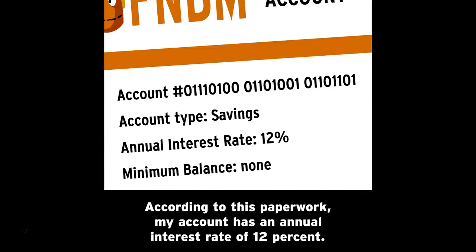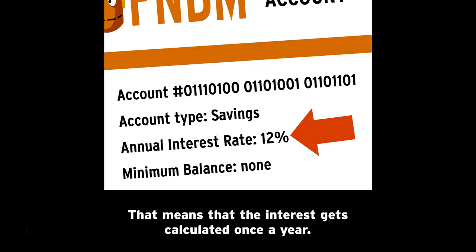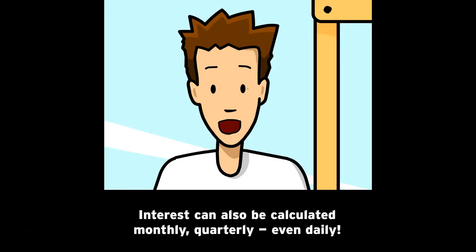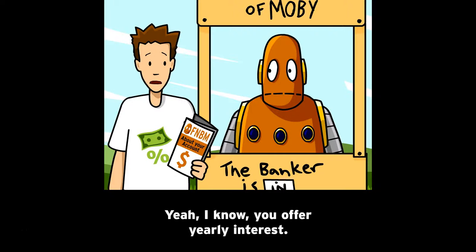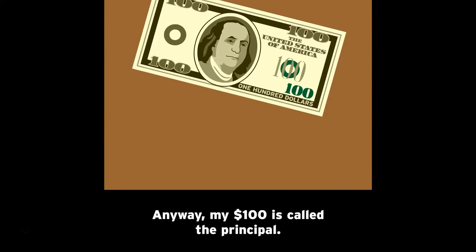According to this paperwork, my account has an annual interest rate of 12%. That means the interest gets calculated once a year. Interest can also be calculated monthly, quarterly, and even daily. Yeah, I know, you offer yearly interest. Anyway, my $100 is called the principal.